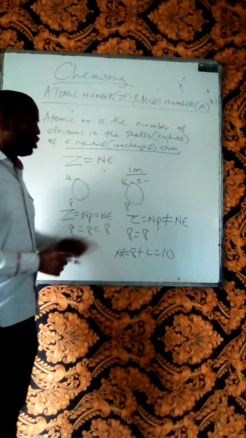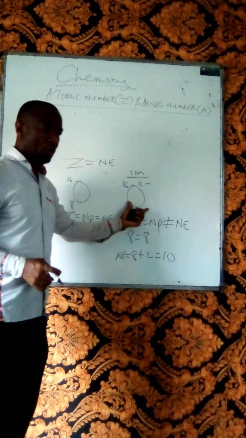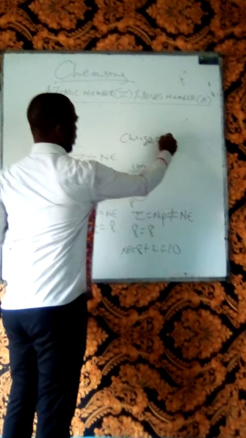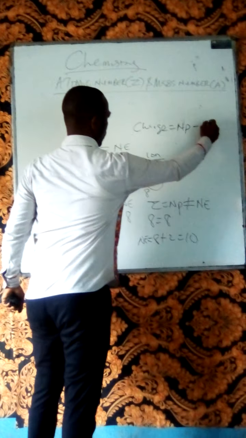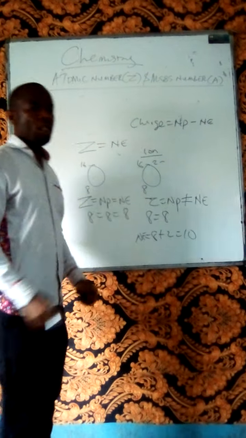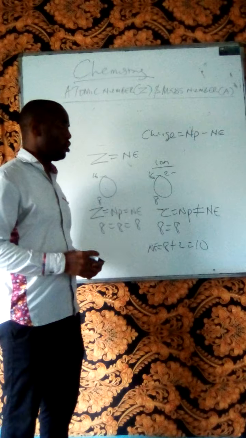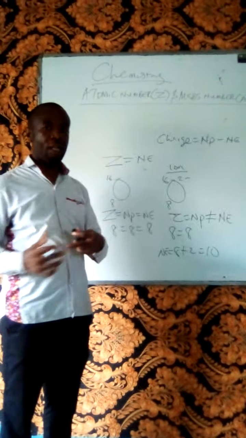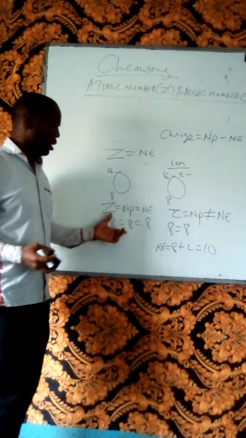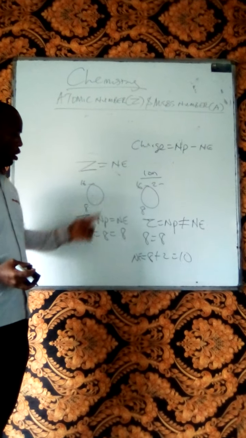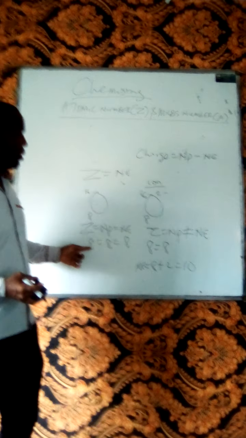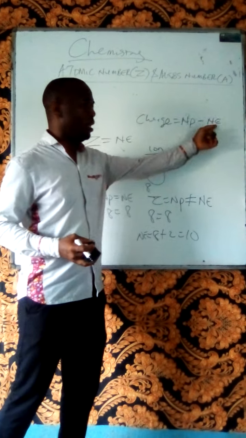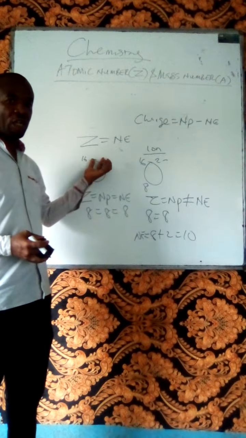Now, the question is this: how do you find the charge of an ion? The charge an ion bears is nothing but the number of protons minus the number of electrons. That is what determines the charge you have on an ion, when an atom has gained or lost electrons. In this situation, this atom has no charge because the atomic number is 8 and the electrons are also 8. So 8 minus 8 is 0. That means this atom has no charge, it's uncharged.